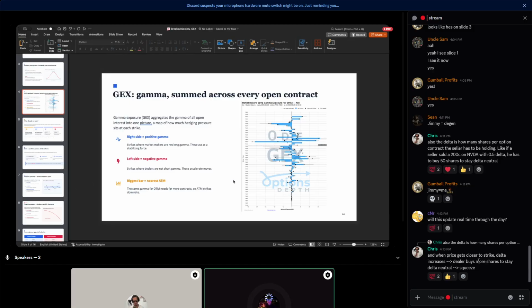So it's important to keep in mind, where I'll go into this later, is why GEX alone isn't enough. It's a tool for you to understand the environment that you're trading in, but by itself, it's not the key to everything.